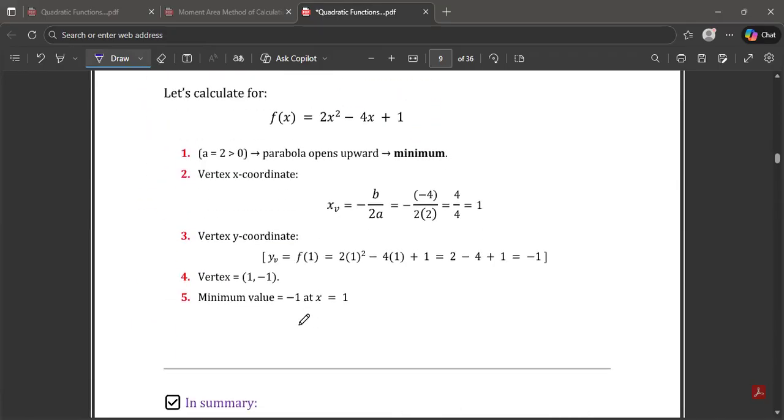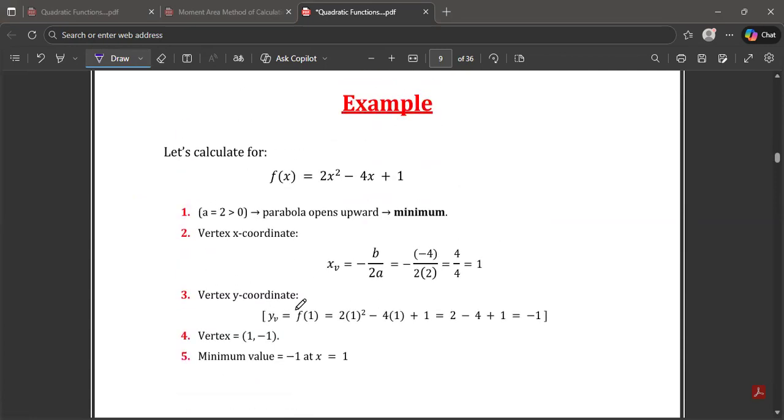So this is just a practical example I want to use to explain whatever we have been talking about, even before we use this method to solve your own questions in your book. All right, so this is an example. They say we should calculate for this. You can see that this is a quadratic function. It is given in the form of 2x squared minus 4x plus 1.